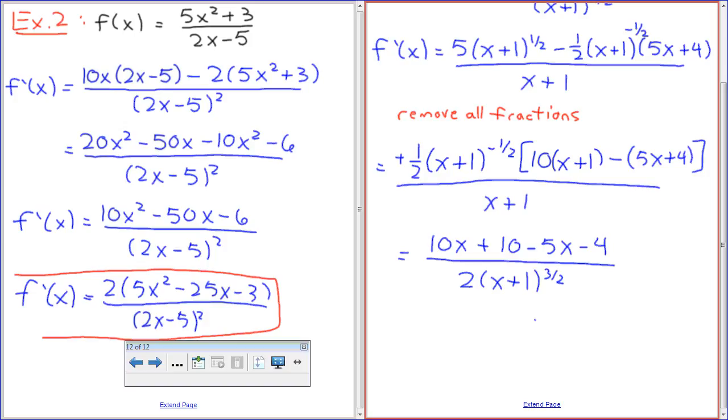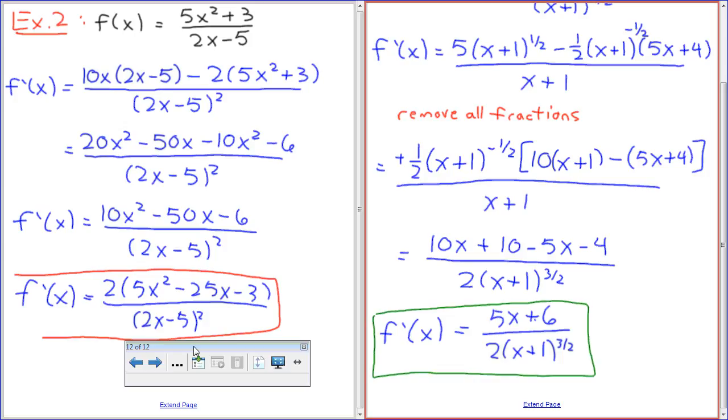Before you guys start yelling, hold on, just wait. What, the denominator? Side to side too. It'll give you the same answer. So what I did there: the 1/2 is the same as the 2 in the denominator. X plus 1 to the negative 1/2 is the same as the 1/2 in the denominator, so it goes up here. So my final answer is f prime of x equals (5x plus 6) all over 2 bracket x plus 1 to the 3/2.